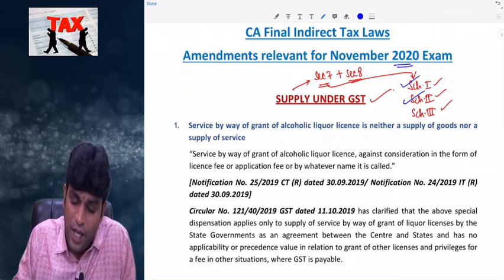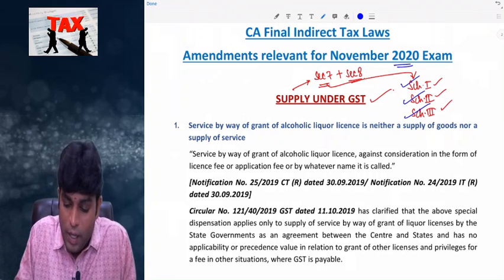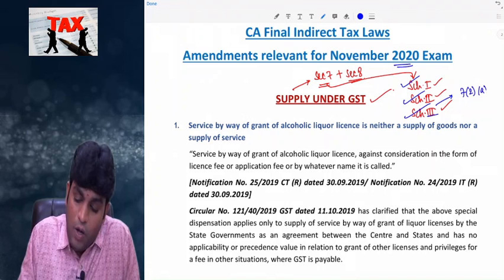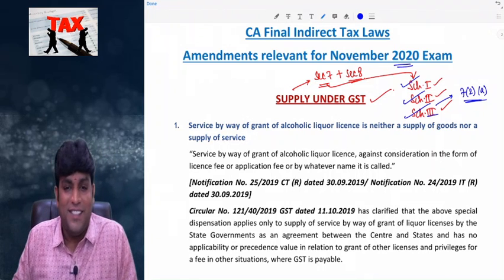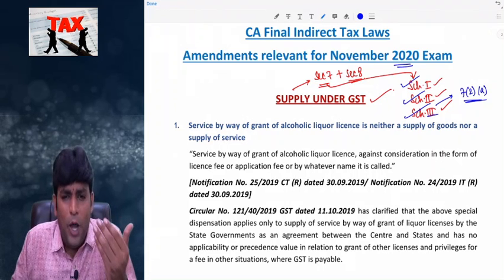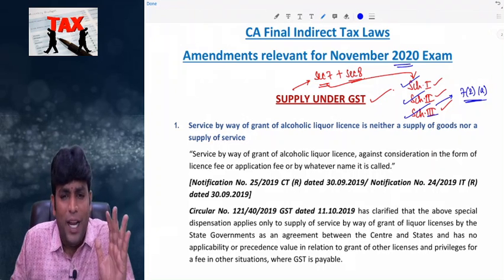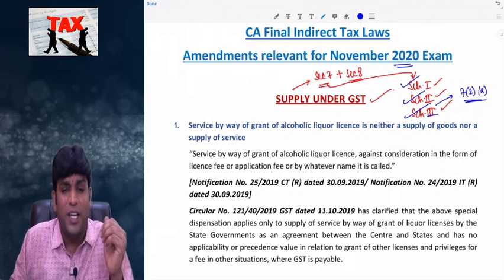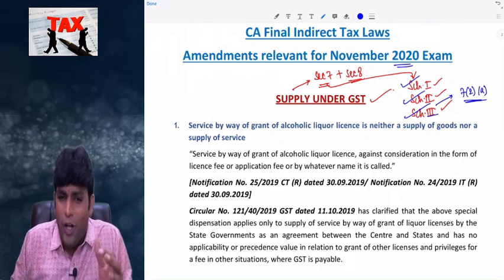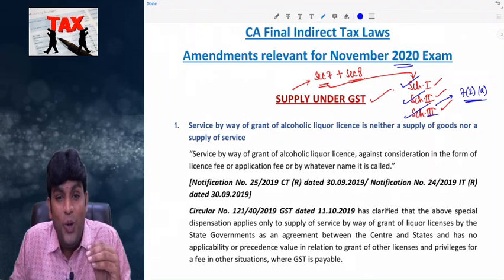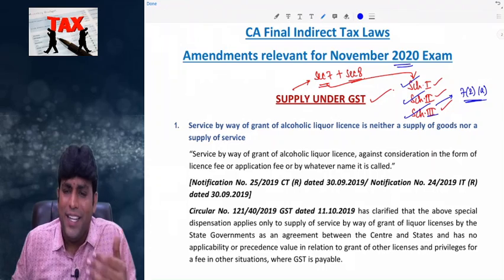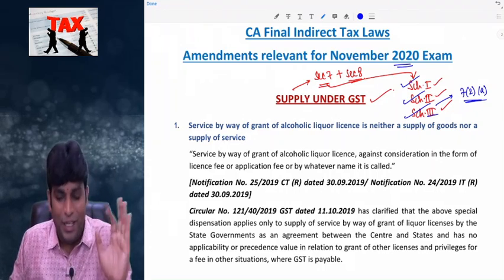Then finally, the last one, Schedule 3. Schedule 3 talks about transactions which are neither regarded as supply of goods nor regarded as supply of service. Read with section 7(2)(a). In that we had the point of employee to employer, court or tribunal, funeral, burial, crematorium, mortuary, MPs, MLAs, actionable claims, land and building. All these points were there with relation to transactions which are neither regarded as supply of goods nor regarded as supply of service.